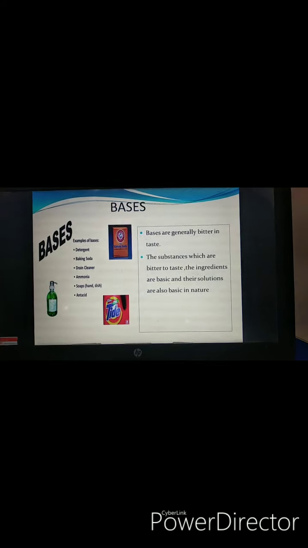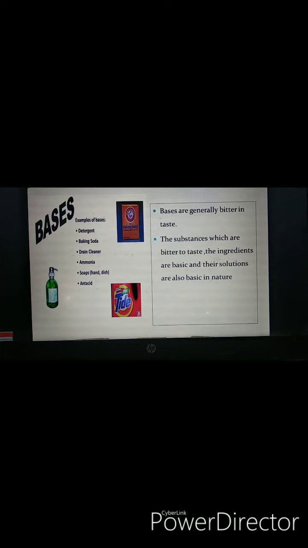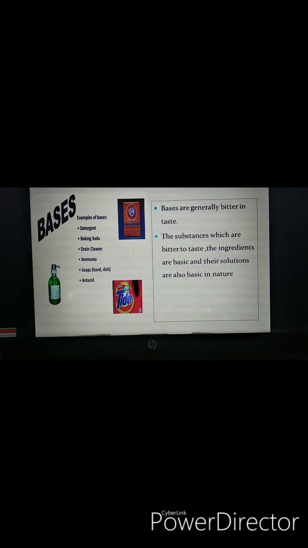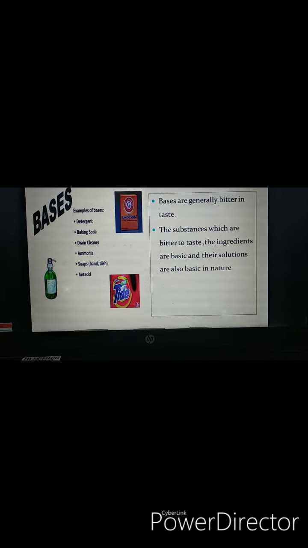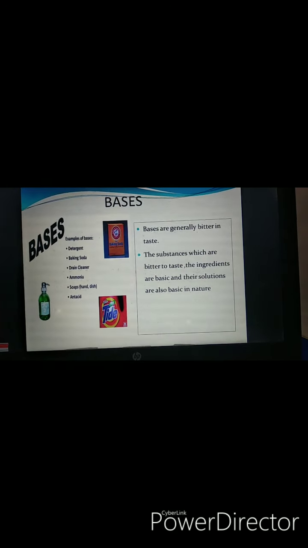Okay? Next, what are bases? Can you see, students, these are some bases, like the baking soda that we use in our food, the sanitizer, the hand wash, then the drain cleaner, then the surf we use to wash our clothes, isn't it?